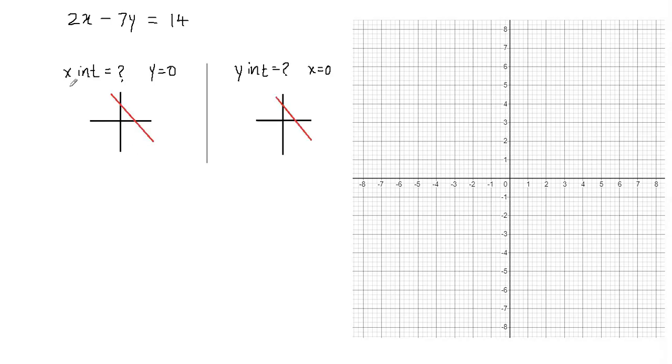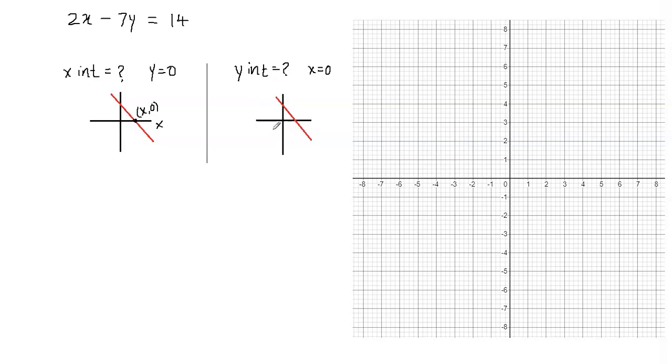Remember that the x-intercept is where my line is crossing the x-axis. Since this is my x-axis, my line is crossing the x-axis at this point. And you see at this point, I have some x-coordinate, but my y-coordinate is 0, right? So if I substitute y equals 0 in my equation, I'll be able to find out the value of x.